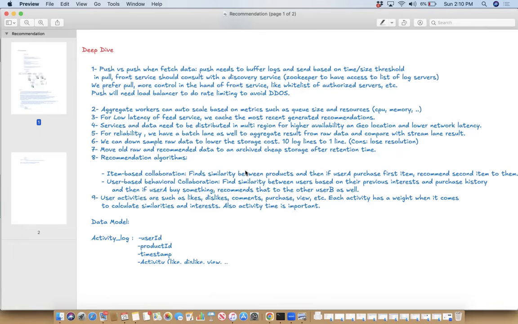The other consideration for saving costs is to move old raw and recommended data to a cheaper archive storage after the retention time. Recommendation algorithms.